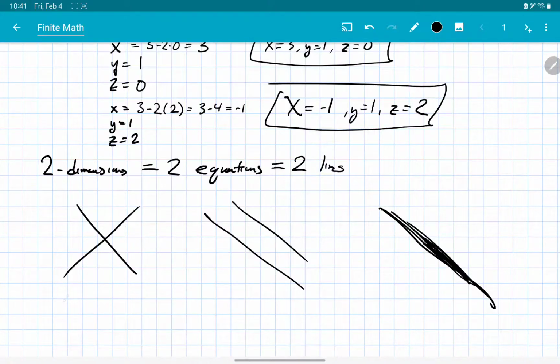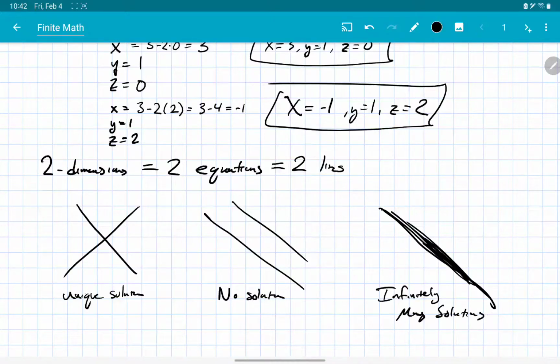The first one is when you have a unique solution. The second one is no solution. And the third one is infinitely many solutions. That's geometrically what's going on with any 2 by 2 system. 2 equations and 2 unknowns. 2 linear equations, 2 unknowns. The picture will look something like that, one of those 3 options.